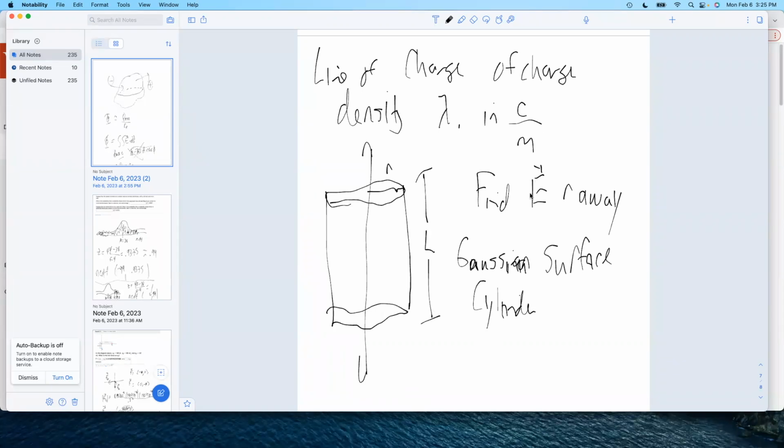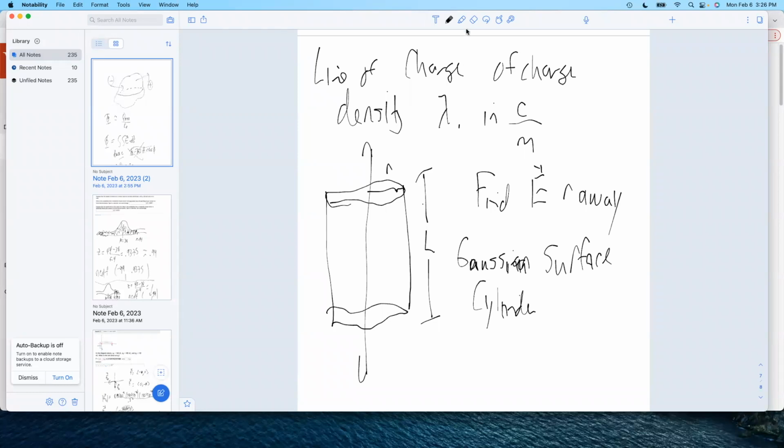Now, my final answer can only depend on r. Like the question says, find the electric field a distance r away. It shouldn't depend on how big I make this cylinder up and down. It can't depend on L. I made up L. My answer will depend on r because, obviously, the further away you get from this line, the smaller the field will be. But it won't depend on L. L better cancel out, and it will.